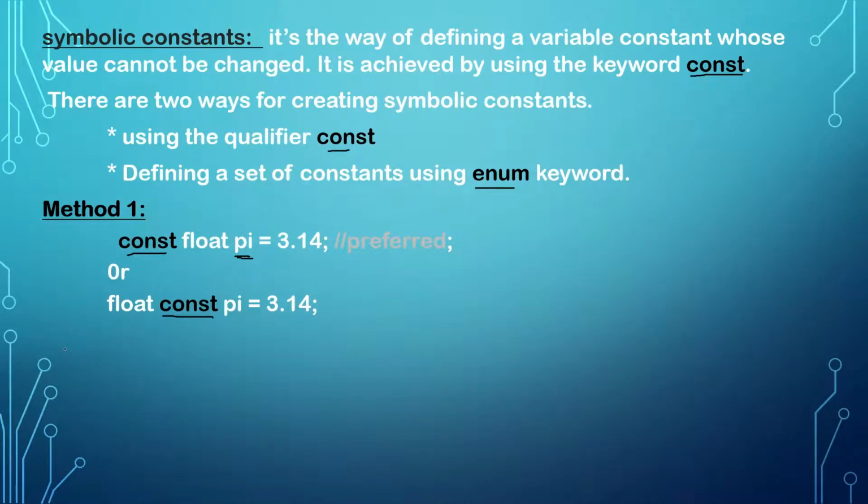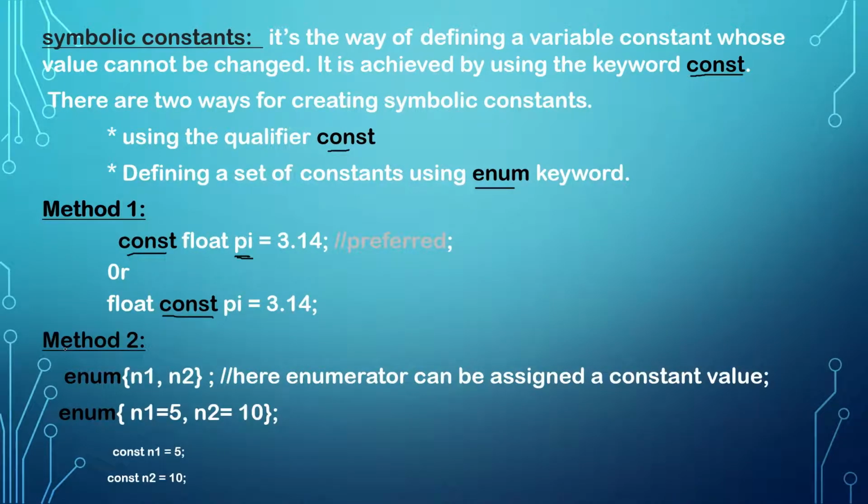So the next method is enum. Enum is used to define a set of values. So n1 will have 5, n2 will have 10. These values are not changed. n1 cannot be changed during the execution. By using enum, only integer values can be assigned as constants for a variable. So this is how we make a variable refer to a fixed constant.